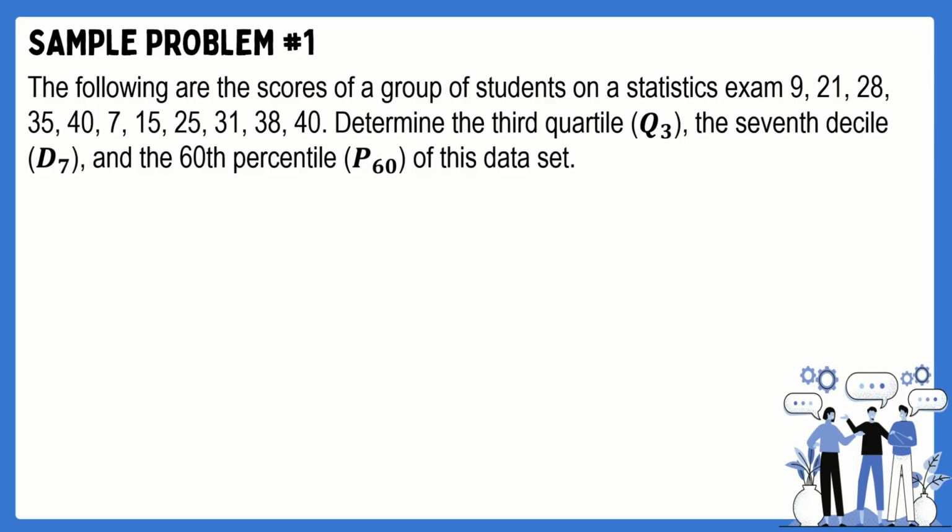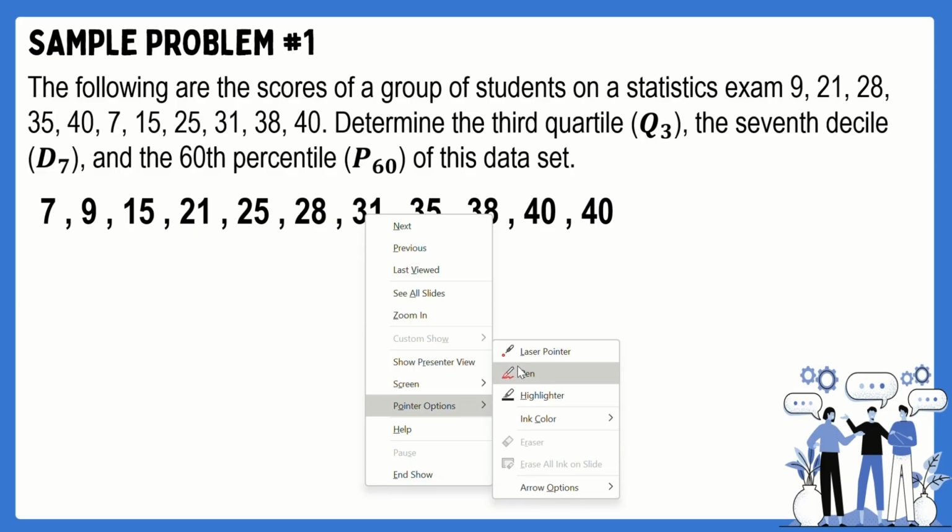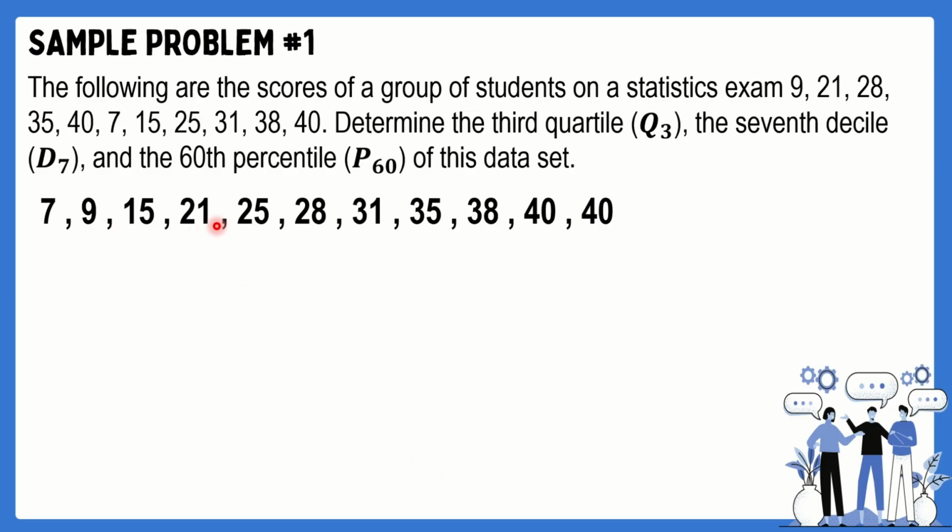So what we're going to do is arrange the data in ascending order, from smallest to highest. So we have 7, 9, 15, 21, 25, 28, 31, 35, 38, 40, 40. Next, we need to identify our n, or the total number of data points. So let's count: 1, 2, 3, 4, 5, 6, 7, 8, 9, 10, 11. This means that our n is equal to 11.